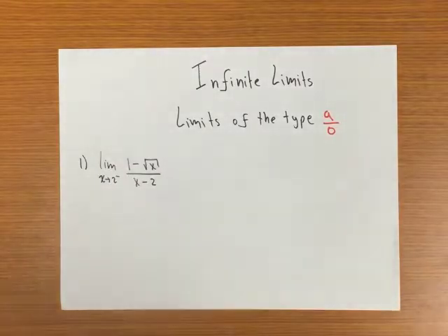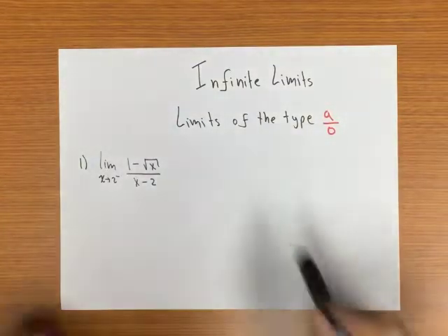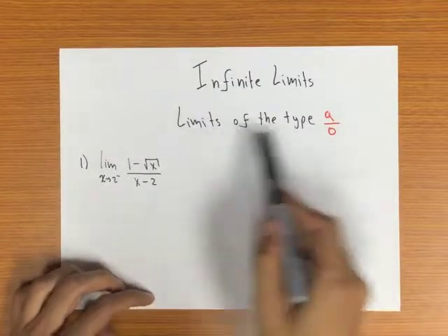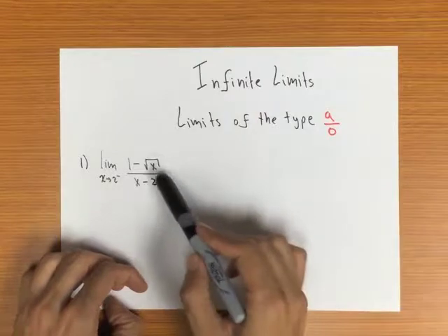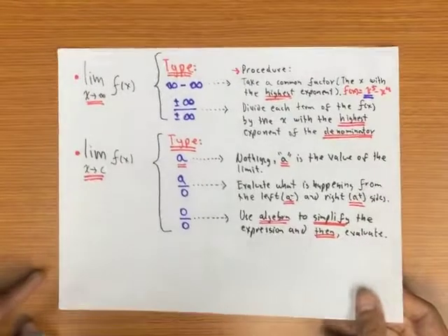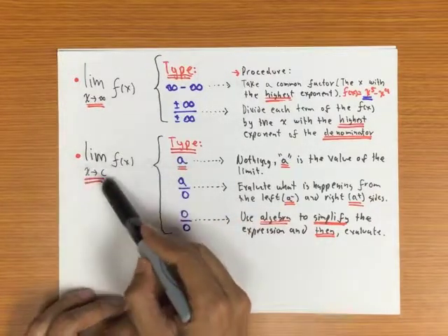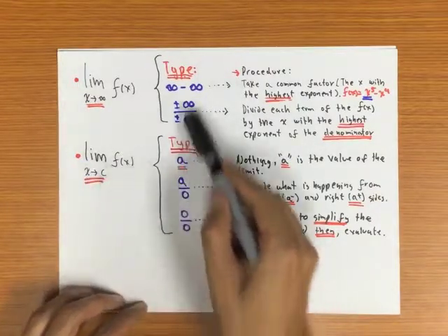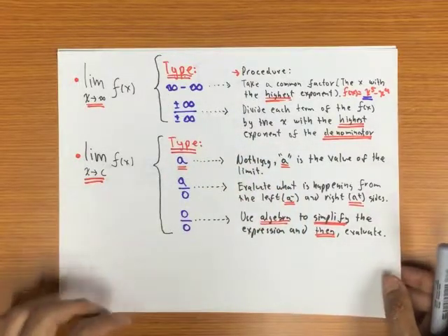So now we will study what is happening with the infinite limits. The infinite limits are limits of the form or of the type a over 0. This happens when you obtain a number on the numerator and a 0 on the denominator. If we remember the chart of types, we have this type when x is approaching some number. This is a different type from the infinity types of the previous session.